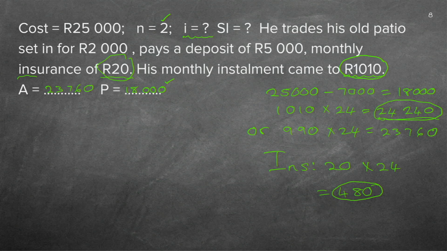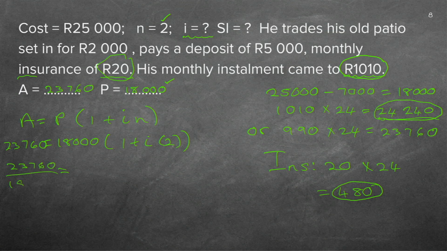You agree? So now you can use any method you like to get to the answer. There's my formula. I'm going to put my P in, which is 18,000. Oh, I should leave enough space. 23,760. 1 plus IN. Remember what my question was? To find the I. So I'm going to first get rid of that. Let's do it like this. 23,760 divided by 18,000.